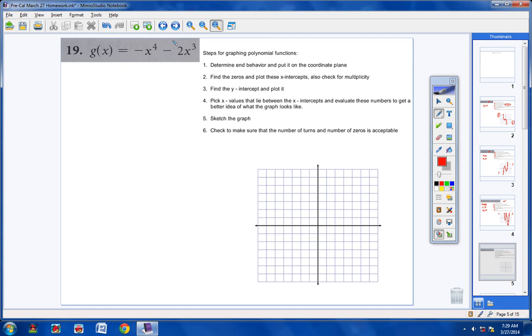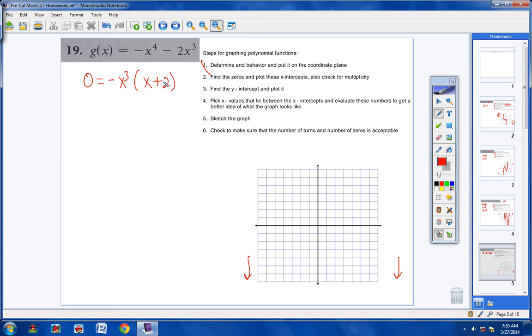Okay, determine the end behavior. Well, we have an even degree and a negative lead coefficient. That means we're going to be going down to the left and down to the right. Find the zeros. Okay, where the y is, I put a 0. Always pull out what's common. I can pull out an x cubed because the first term is negative. I'm going to pull out a negative x cubed, and I'm left with x plus 2.